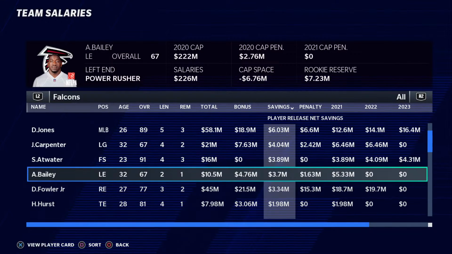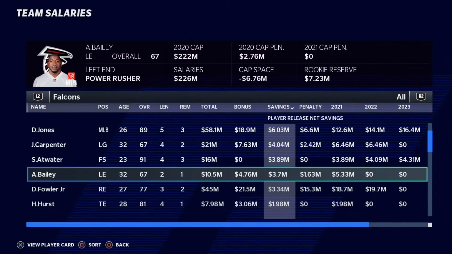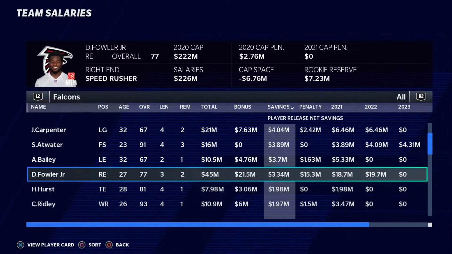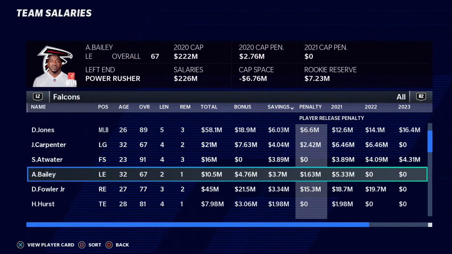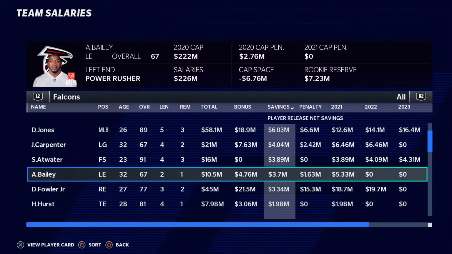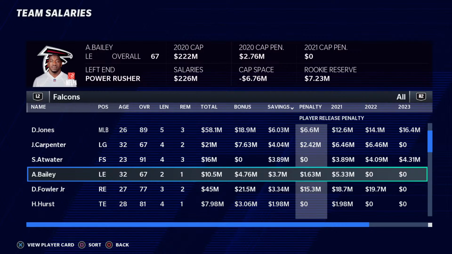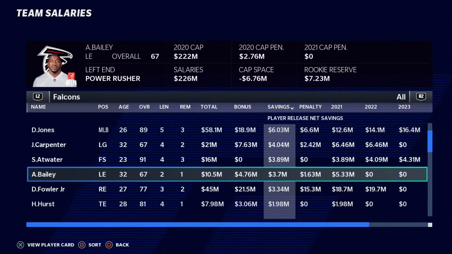Same thing here with Bailey, another one. 3 million, 67 overall, making $3 million. With a penalty, he got a low penalty. Look at the low penalty. High savings, low penalty. That's what you're looking for.